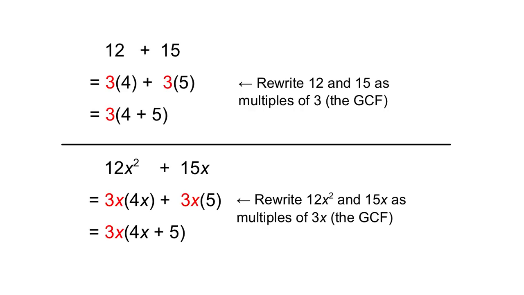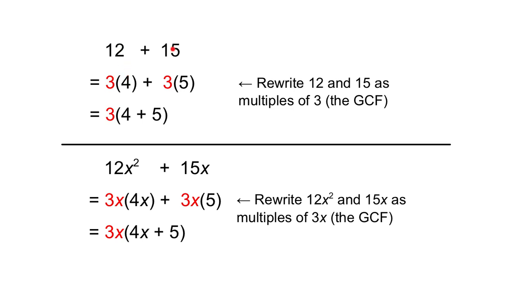So I want you to notice some patterns before we get too far into this. Up top, I have 12 plus 15. Now, I hope it makes sense to you that I can write 12 and 15 in factored form. Remember, in the warm-up, I listed all the factors of 12 and all the factors of 15, and the greatest common factor was 3. So I'm going to write 12 as a product of the factors 3 and 4, because 3 times 4 is 12.